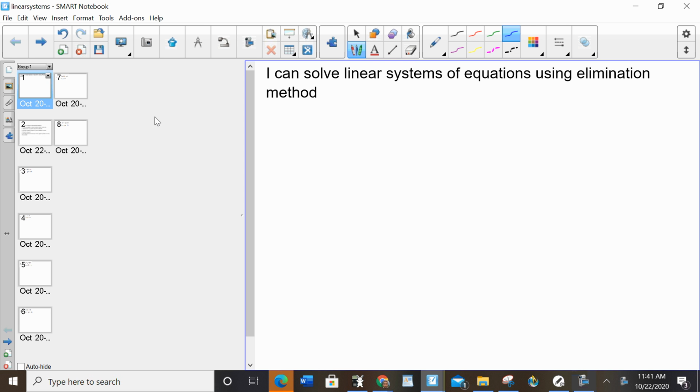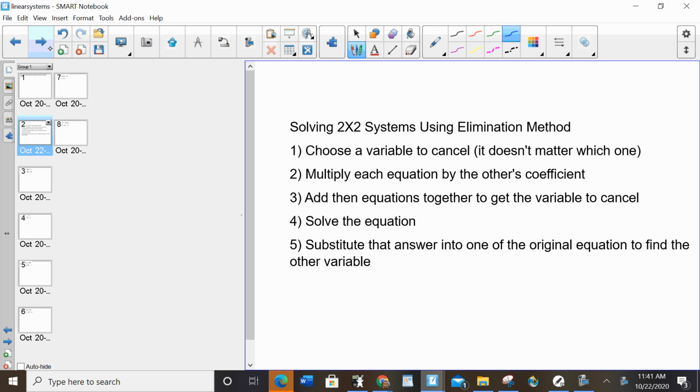Hello! Today I can solve linear systems of equations using the elimination method. We're going to be doing the 2 by 2 systems here, and the steps are listed right here. We're going to choose a variable to cancel. It doesn't matter which one.